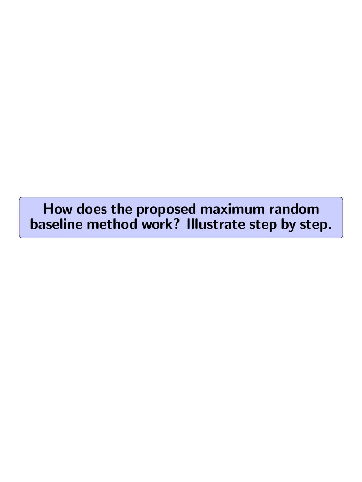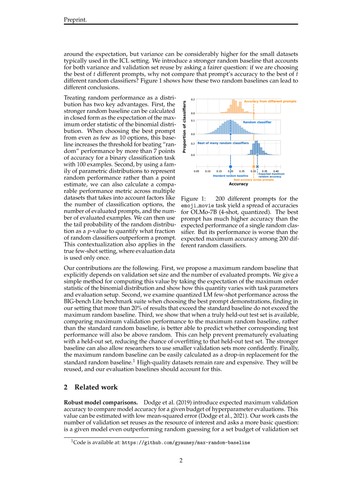How does the proposed maximum random baseline method work? Illustrate step by step. The proposed maximum random baseline method works by first considering the task of choosing the best prompt from a set of different prompts evaluated on a validation set.